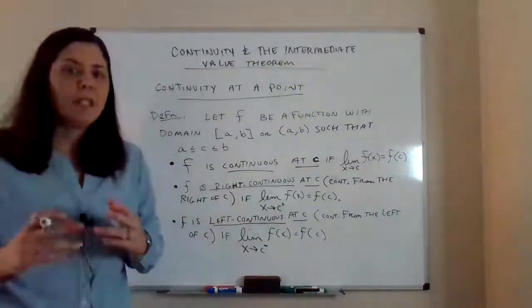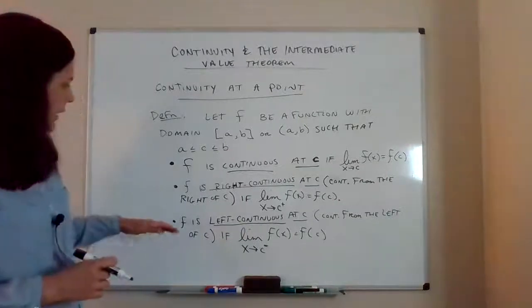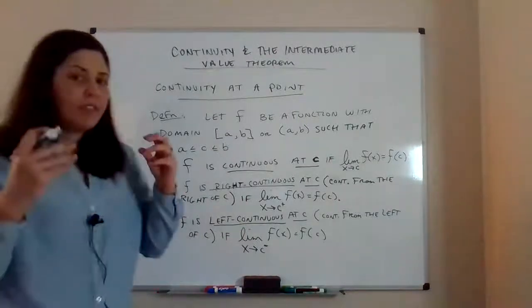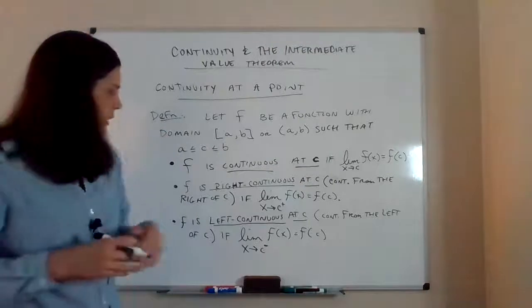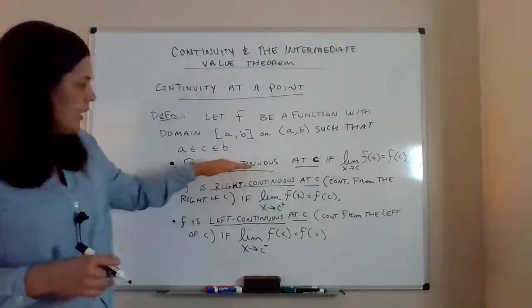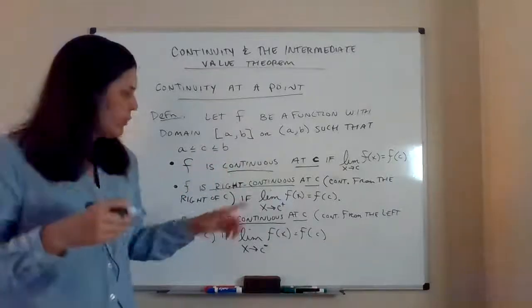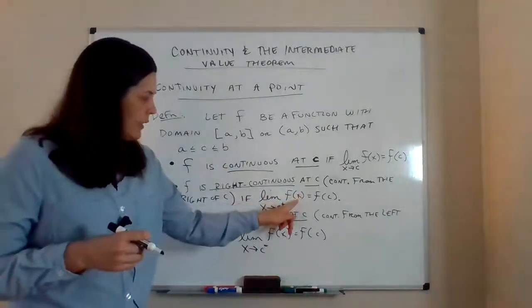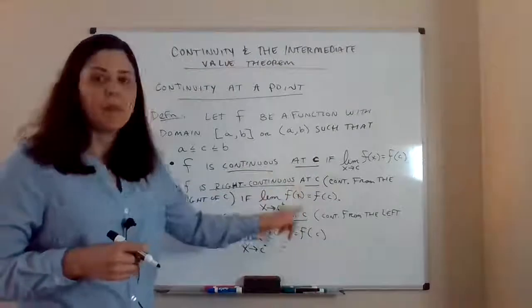I'll draw a picture and hopefully it makes more sense. But basically, if something's going to be considered continuous, either from the right, from the left, or two-sided, and this one's two-sided, you have to plug in that value you're approaching, and you get the same thing that your limit approaches.